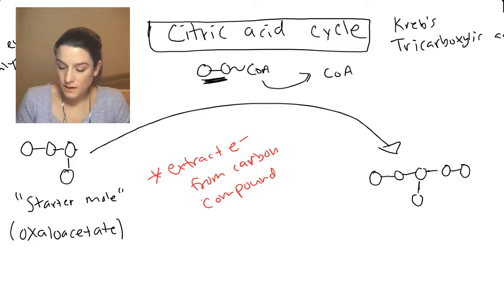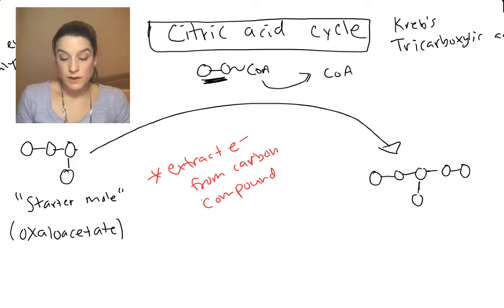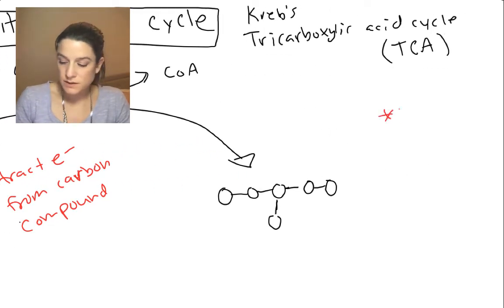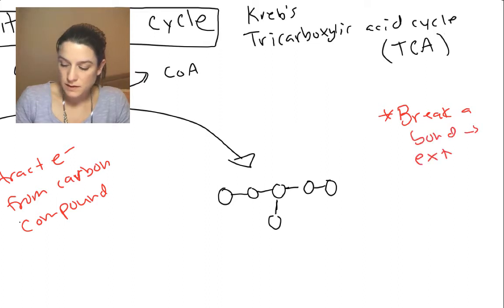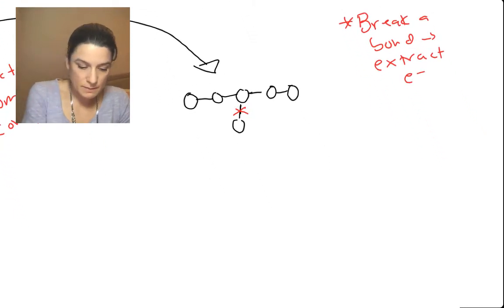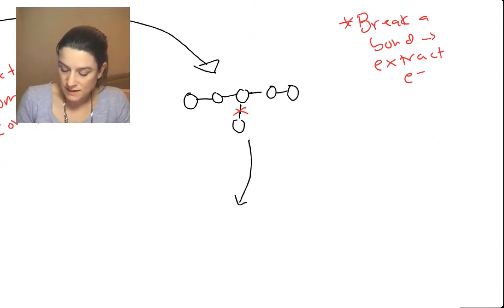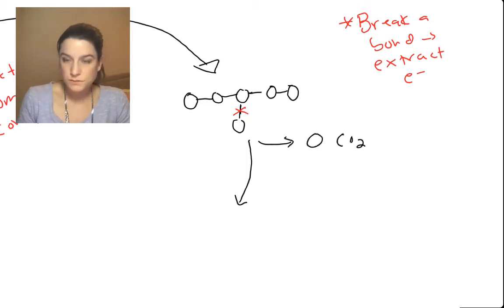So let's start. Remember, in order to extract electrons, the key here is you break a bond. So let's just remember this. Break a bond. Extract electrons. Key idea. So we want to extract some electrons. Great, let's break a bond. What does that mean? That means this carbon comes off, and it's going to leave in the form of CO2. And that means that we can extract electrons.